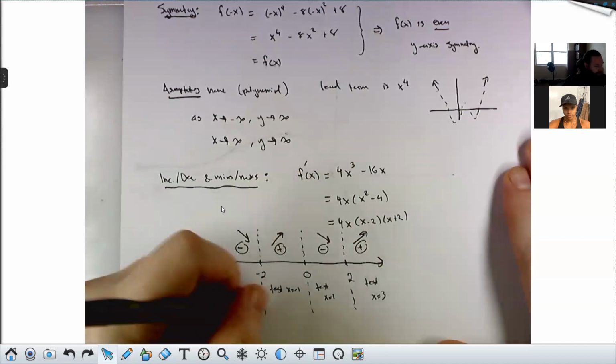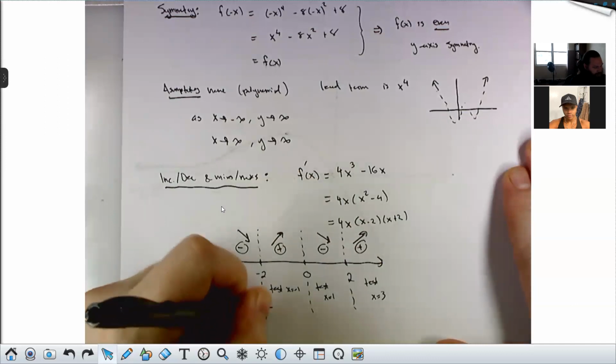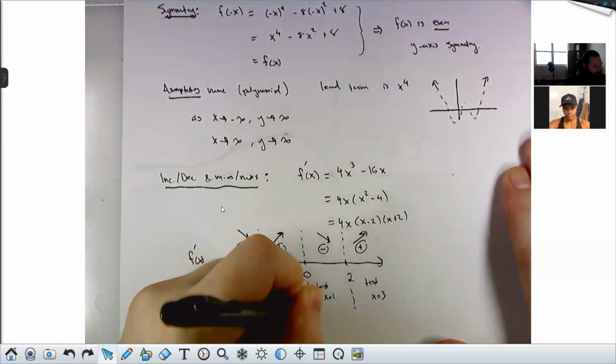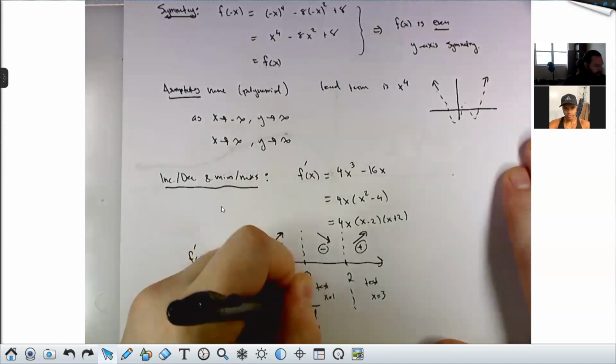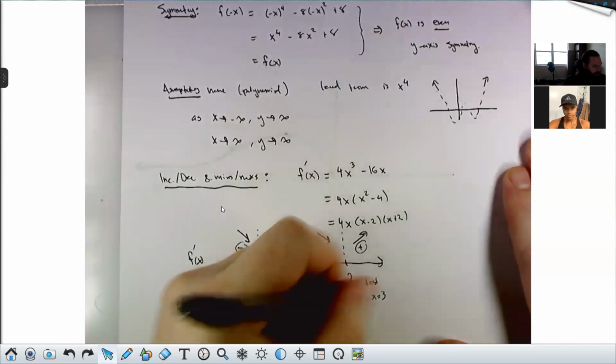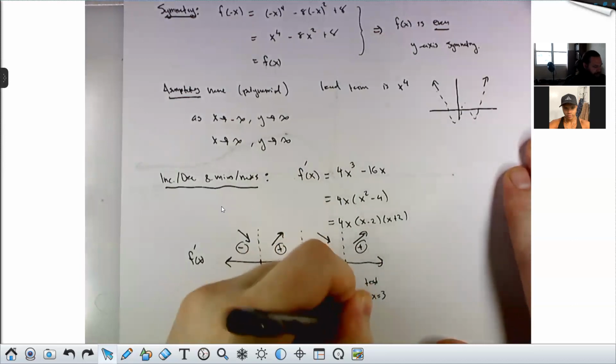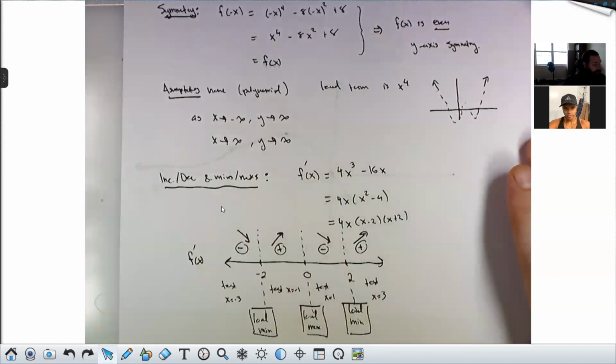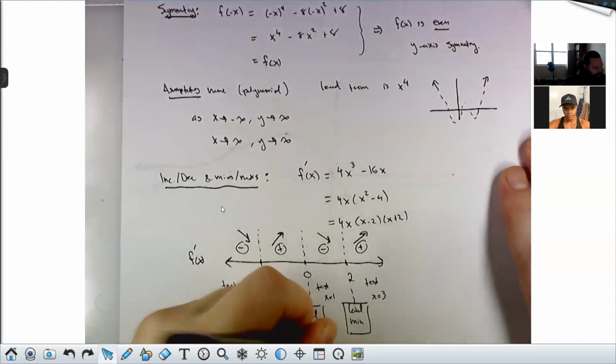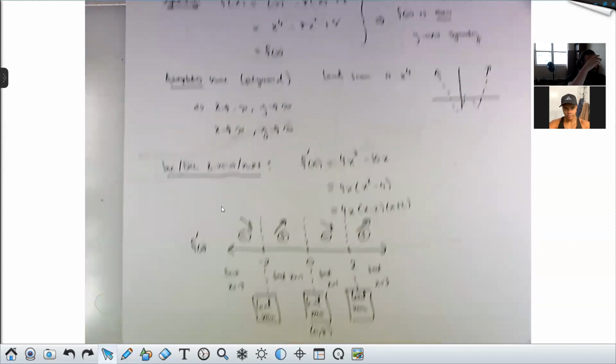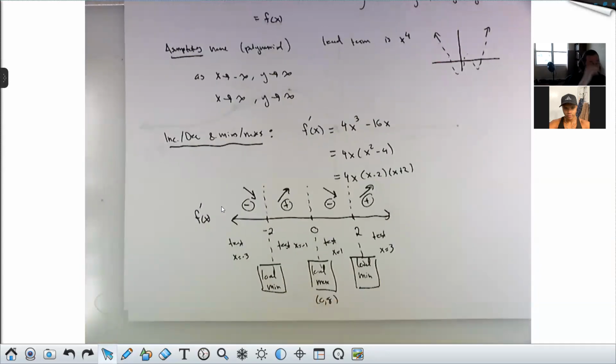So I know I have a local min here, a local max here, and another local min here. So x equals 0, I know that this point is 0, 8. That's the point on the original when x is 0.